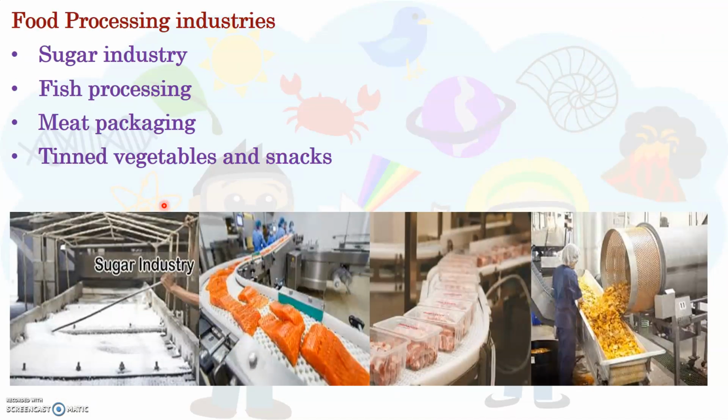Now, let us see where are these food processing done? They are done in various food processing industries. They are sugar industry, as you can see here, fish processing, meat packaging, tinned vegetables and snacks industry. These are all the industries where food processing is done.